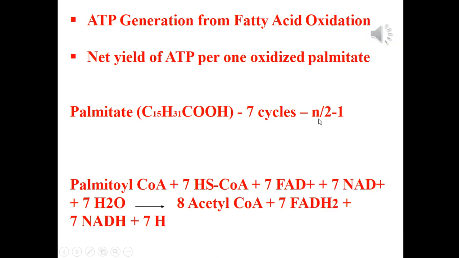ATP generation from fatty acid oxidation. The net yield of ATP per 1 oxidized palmitic acid: the number of cycles is 7 according to the equation n over 2 minus 1. We can represent the beta oxidation reaction as this equation.